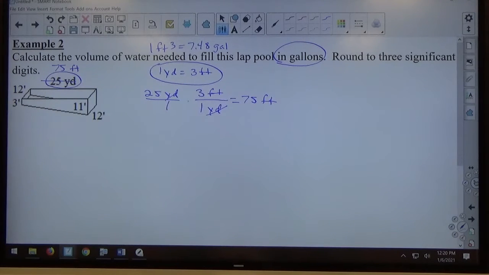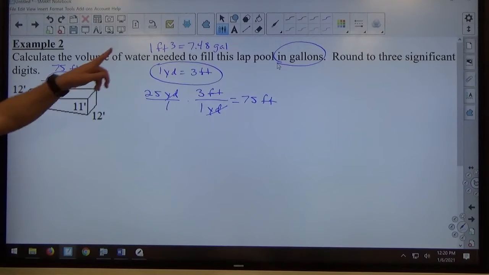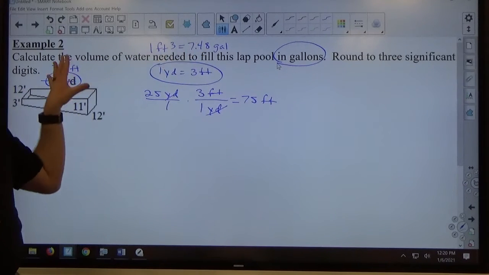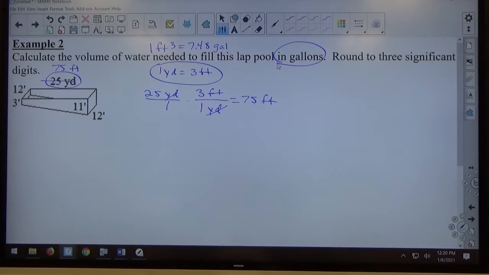It's very important that all the units within the picture are represented by the same unit. If they aren't, then you pick the unit that's most usable for you. And again, since we have a cubic foot equal to 7.48 gallons, making everything feet makes sense.